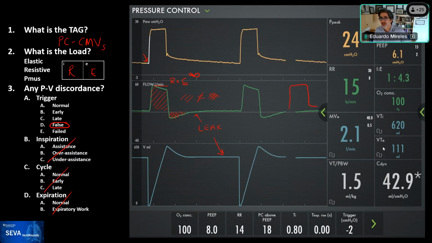You can see here, this patient is getting 620 of tidal volume on inspiration and 111 of tidal volume on exhalation. And actually, the respiratory therapist, high quality, put in the height of the patient, so it's telling us that it's getting 1.5 cc's per kilo of ideal body weight. So which one do we trust, the VTI or the VTE?